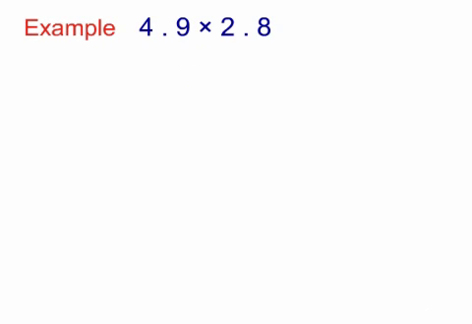Now let's look at a slightly more complicated multiplication. 4.9 times 2.8. First of all, set it out as shown. Note again there are no decimal points. 49 times 28. First of all, we start on the right hand side by multiplying 8 times 9, which is 72. Carry the 7 shown in red at the top. Multiply 8 times 4, which is 32, add the 7 and we get 39. So our first row is 392.